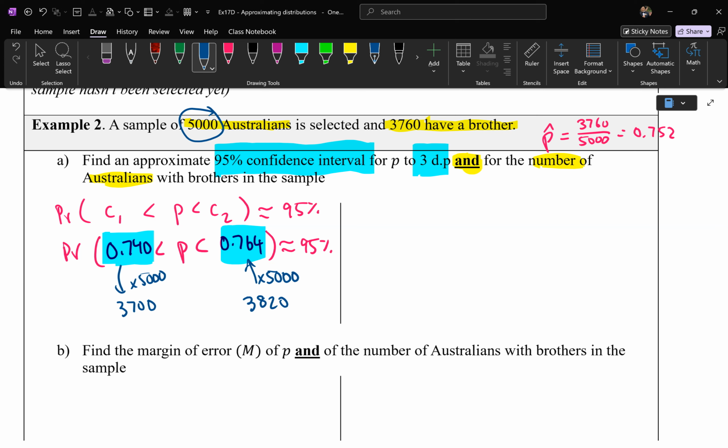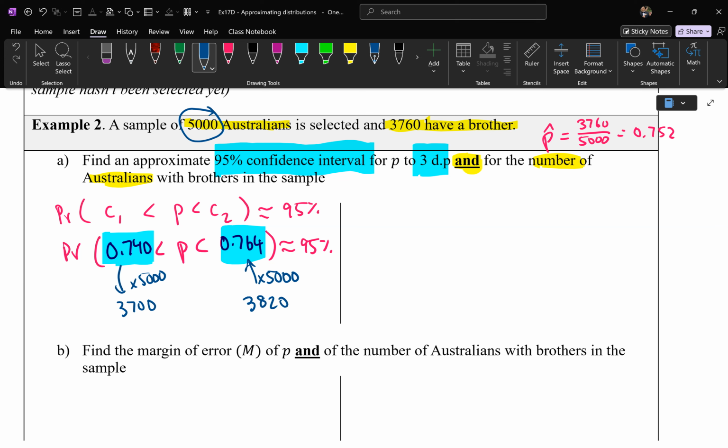Can you see how the language now makes more sense than if I said find an approximate 95% confidence interval? I would say I'm 95% confident that out of those 5,000 people, 3,700 to 3,820 of them will have a brother. That makes more sense than me saying 74% of them to 76.4% of them. It still works, but it's harder to understand. Does that make sense? Yeah.